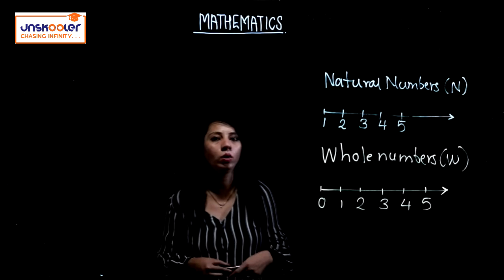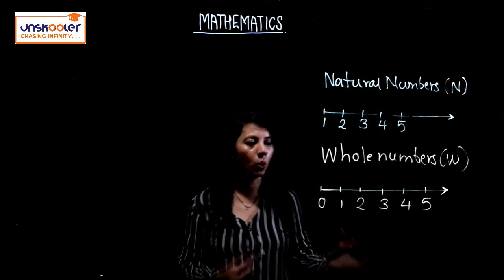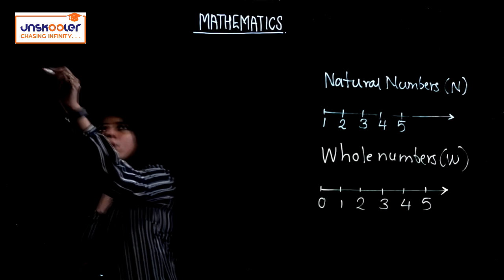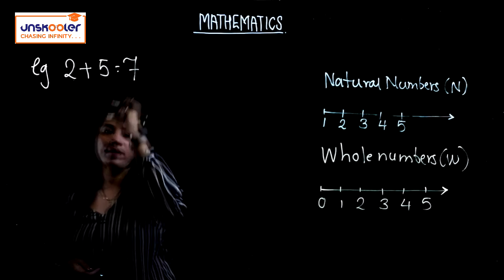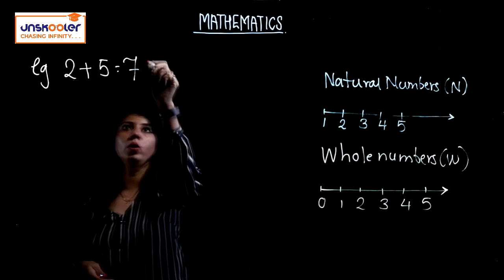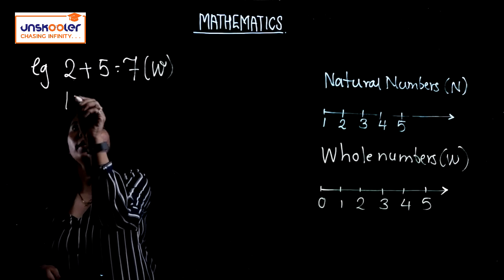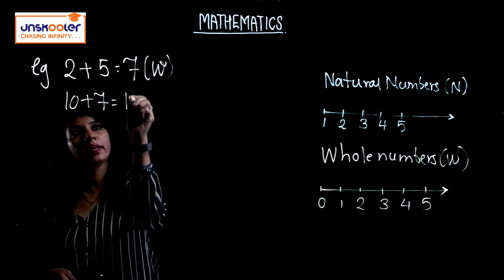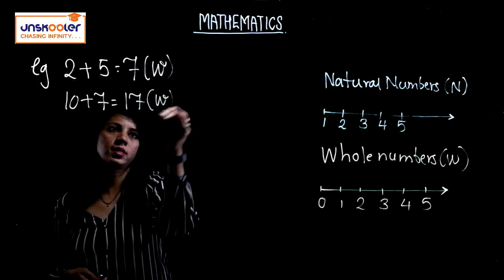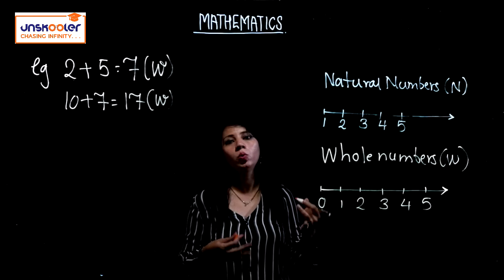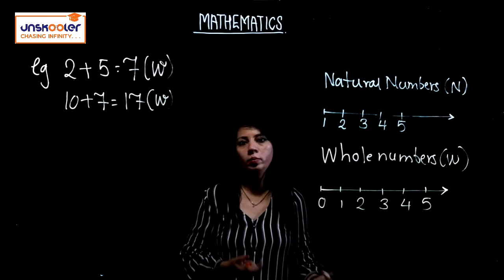Now natural numbers and whole numbers both are infinite. Now if I have to add two whole numbers, for example, 2 plus 5, that will give me 7. Now 7 is also a whole number, right? One more example: 10 plus 7 will give me 17. Now 17 is also a whole number. It means that when I add two or more whole numbers, I am going to get the answer as a whole number only.